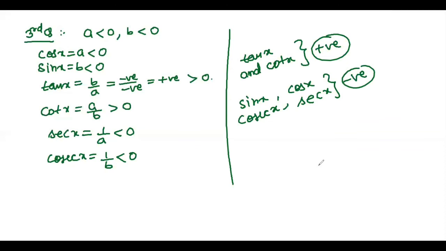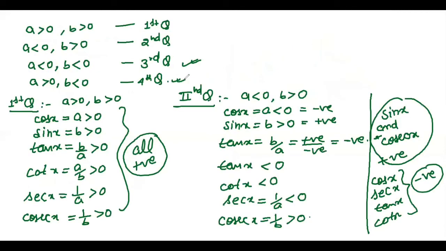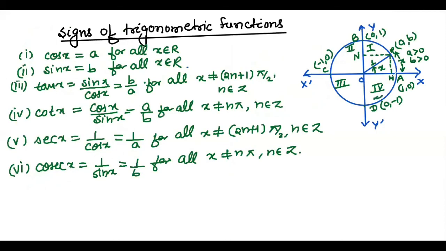Now next we will discuss the fourth quadrant. Fourth quadrant means in between 3 pi by 2 and 2 pi. So here a is greater than 0 and b is less than 0. This is the fourth quadrant, greater than 3 pi by 2 and less than 2 pi.